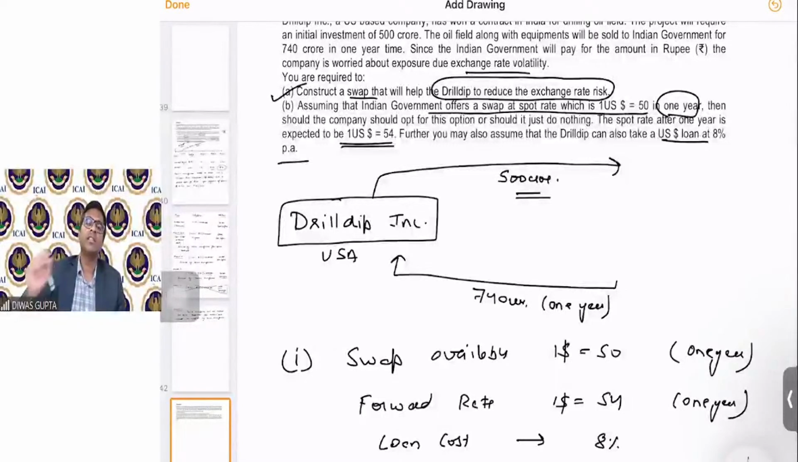See transactions. The way the swap works is I will give you dollars, you give me INR. Then after 1 year, I will give you INR, you give me dollars back. You're getting my point? So this is how the swap works. Because today I'm swapping dollars with INR, and 1 year from now, I will swap INR with dollars.